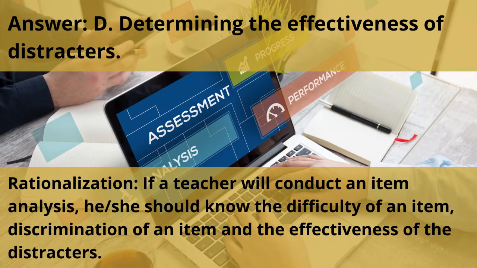The correct answer is option D. Determining the effectiveness of distractors. If a teacher will conduct an item analysis, he or she should know the difficulty of an item, the discrimination of an item, and the effectiveness of the distractors.